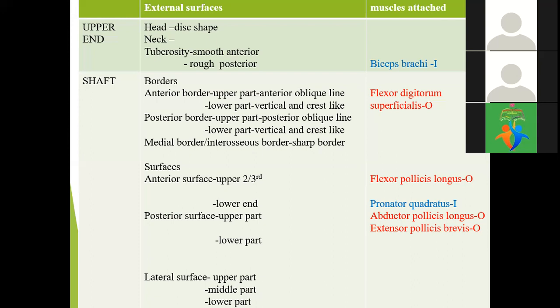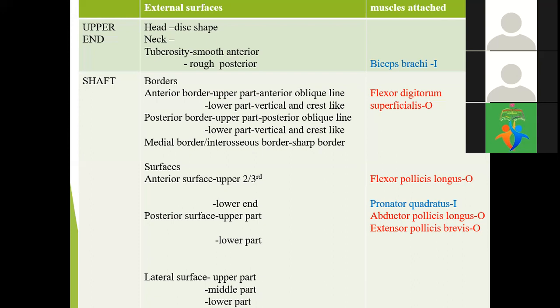Okay, so next we are coming for the posterior surface of radius. The posterior surface gives origin for two muscles: above, abductor pollicis longus, and below, extensor pollicis brevis. Okay, so abductor muscle and extensor muscle can come in the posterior surface. Abductor and extensor muscles never come in the anterior surface.